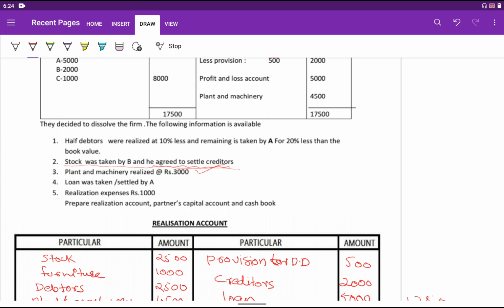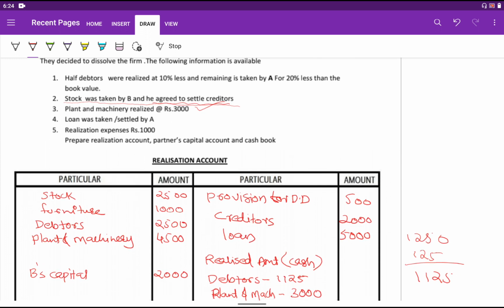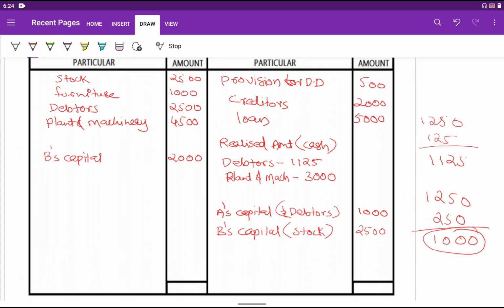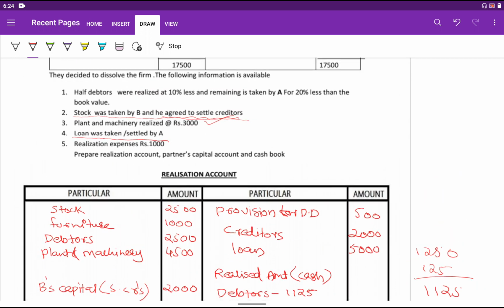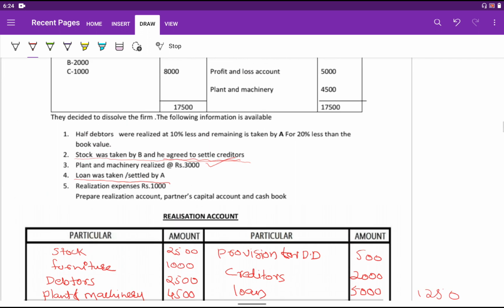Now the fourth one is loan was taken or settled by A. Before, what did we write? We directly wrote the loan account with that amount. But here loan was taken and settled by A, so we'll write A's capital, with loan in bracket for your understanding. What is the value of the loan? 5000, that was settled by A. So we replaced loan with A's capital. So the fourth adjustment is over.